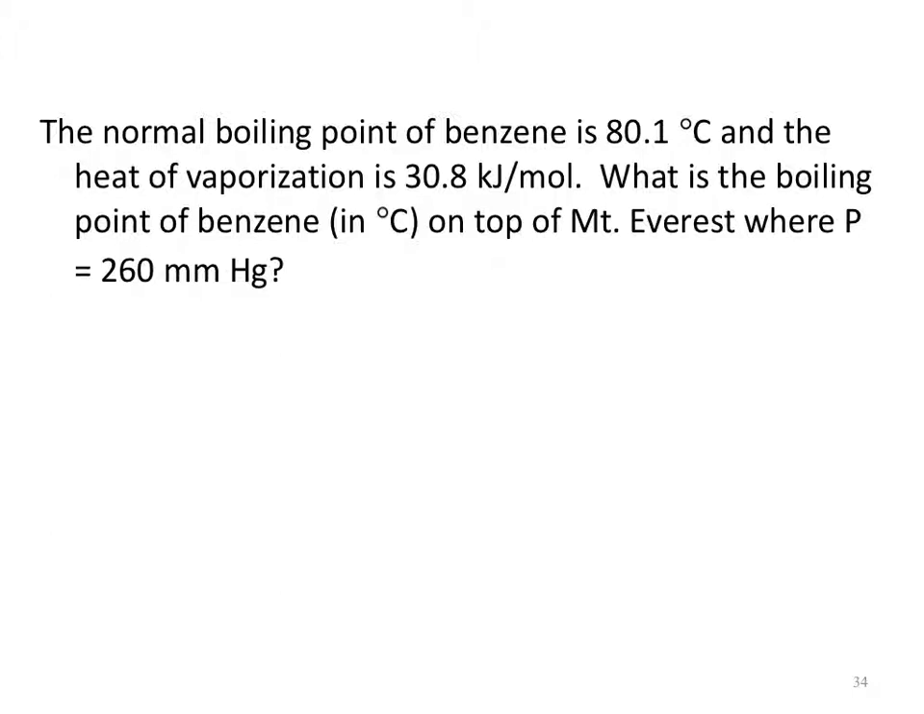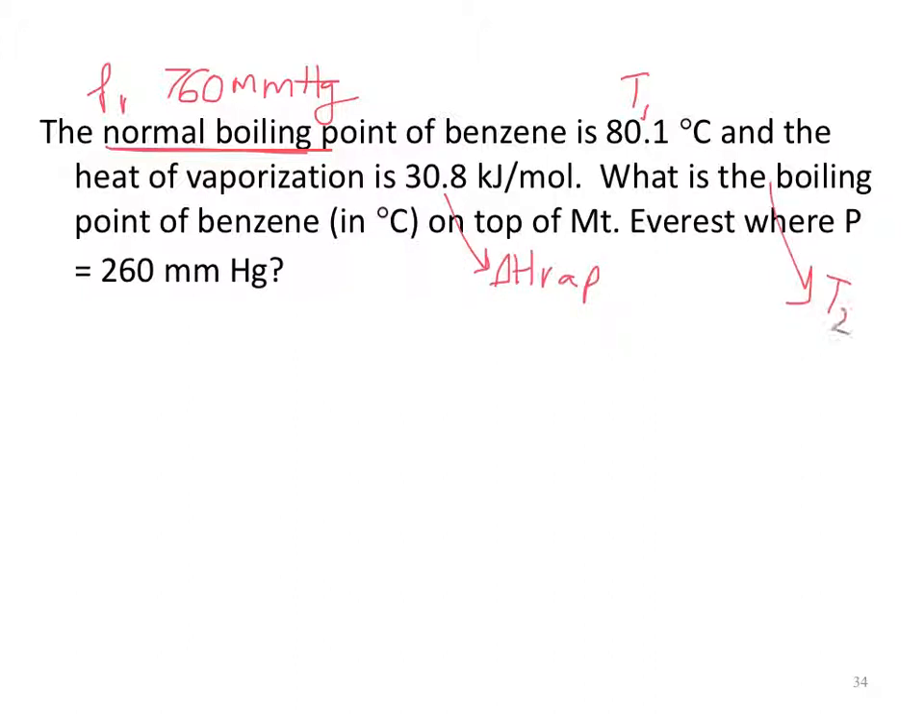We have the normal boiling point. Normal means that the external pressure is going to be 760 millimeter mercury. So if this is T1, this is going to be P1. That's the delta H vaporization. I want T2, where the pressure is 260.